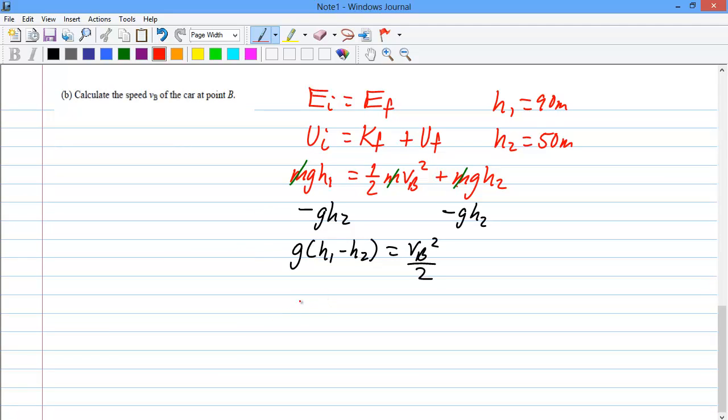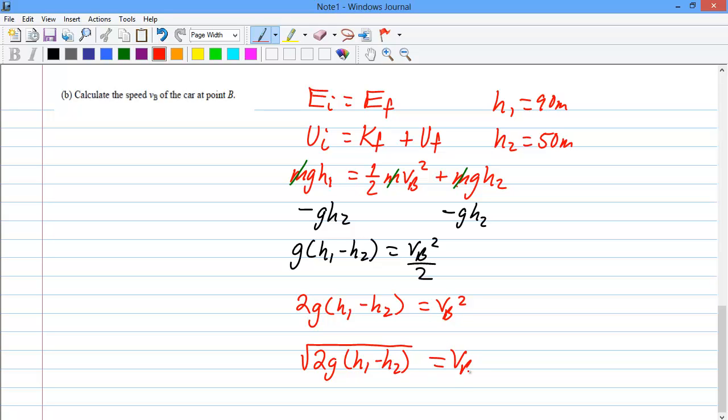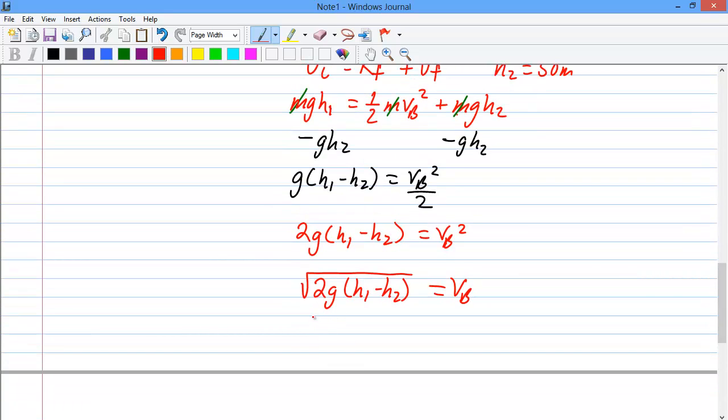So I can multiply this by 2, get g(h1 minus h2) is equal to vb squared. The square root of this, 2g(h1 minus h2), is equal to vb. And plugging in our numbers, we get the square root of 2 times 9.81 times 90 minus 50, which is just 40, which is essentially, from looking at the picture, as if it had just fallen 40 meters.